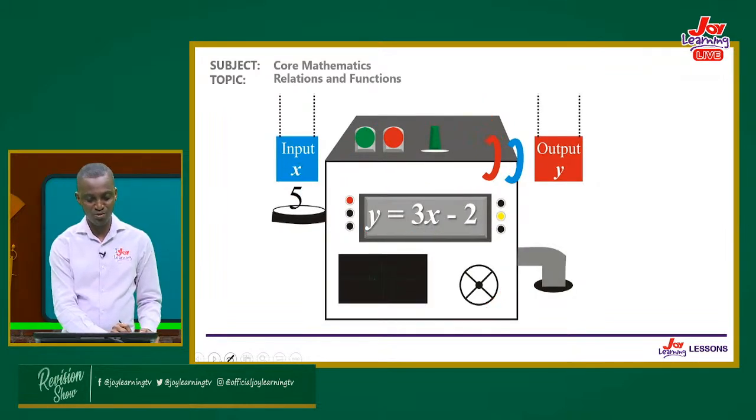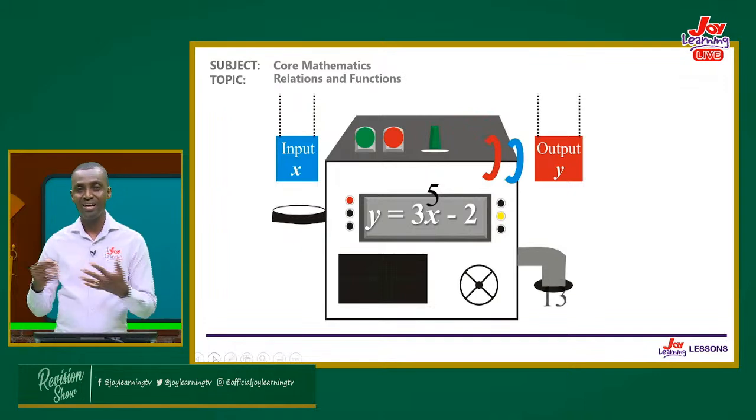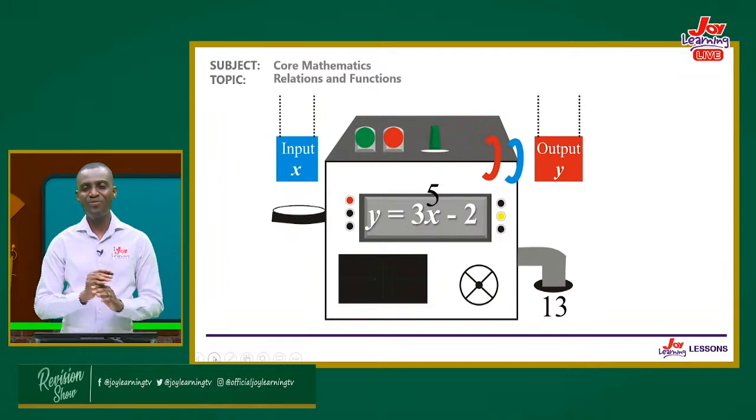Let's put a number 5 into the machine. The machine processes this and says, okay, I can multiply 3 times the 5 minus 2, and this is my output, 13. That is a function. Very beautiful, right? Very, very easy topic too.